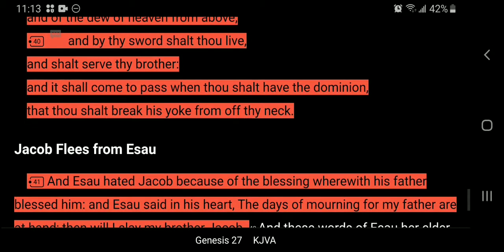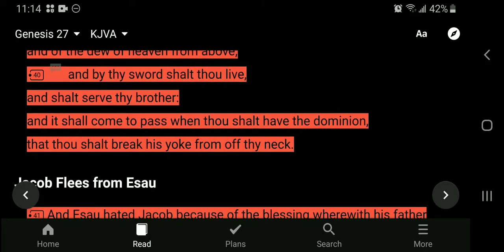All right. And it says, and it shall come to pass when thou shalt have dominion, which he has dominion now, that thou shalt break his yoke from off thy neck. Now this is talking about during the dark ages. They don't tell you this in school or in history class or whatever. That the so-called black man, who were the Israelites, actually ruled the continent of Europe after the fall of Rome for 1,000 years.